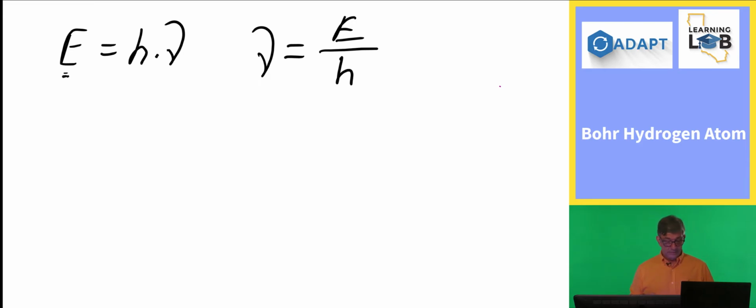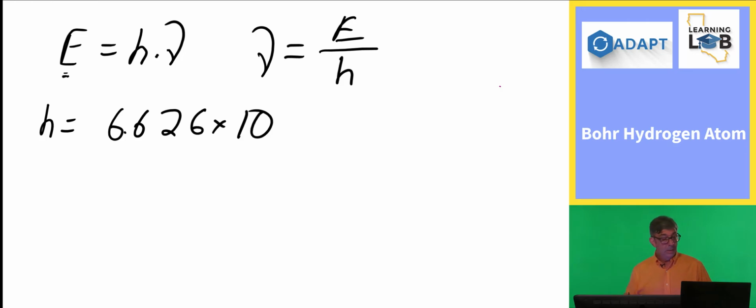So h is Planck's constant, and Planck's constant equals 6.626 times 10 to the minus 34 joule seconds.